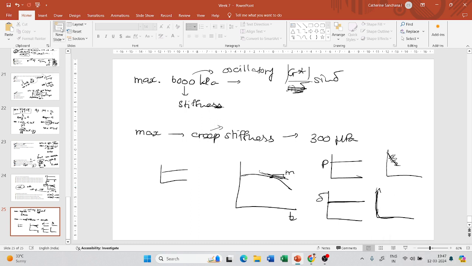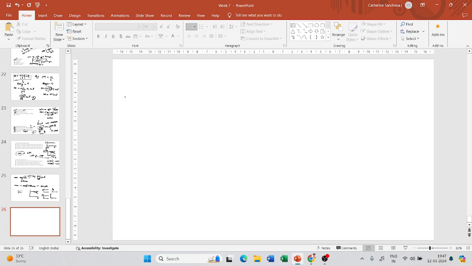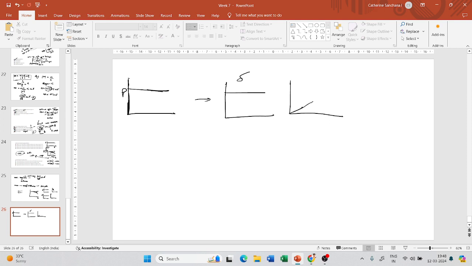Here we are subjecting it to a constant load, right? The deflection for an elastic material will be constant, and for a viscous material it will increase like this, right? And for a viscoelastic material it is going to be a combination of these two.